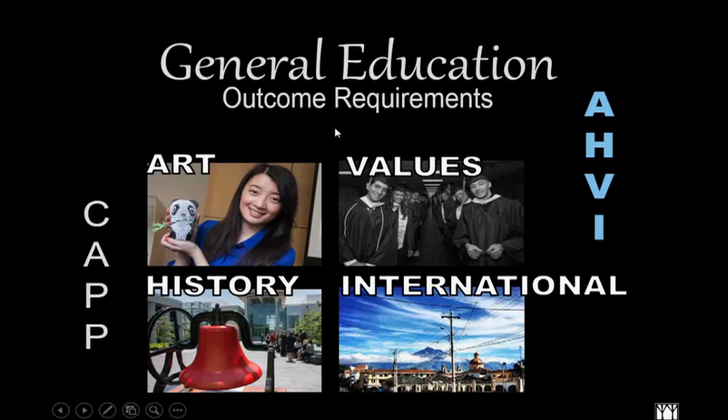Again, Stockton is a liberal arts college. Liberal is free, and when we want you to be free, we also want you to be well-rounded. So, to graduate from Stockton, you must have one arts course, even you computer science majors, one history course, one values or ethics course, and one international course. Look here on the side, I have it, A, H, V, and I. So we call those outcome requirements.